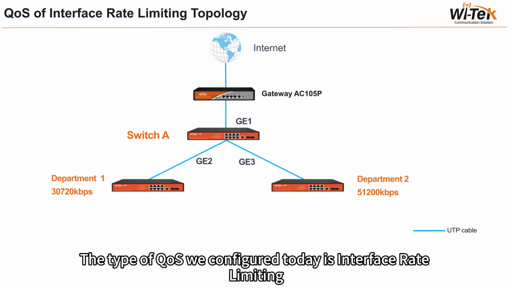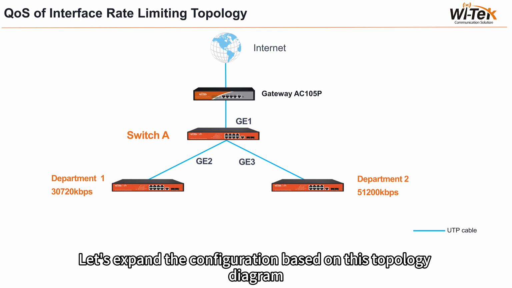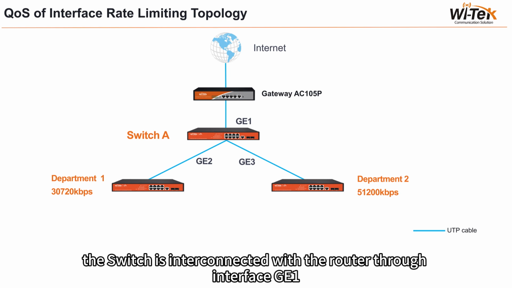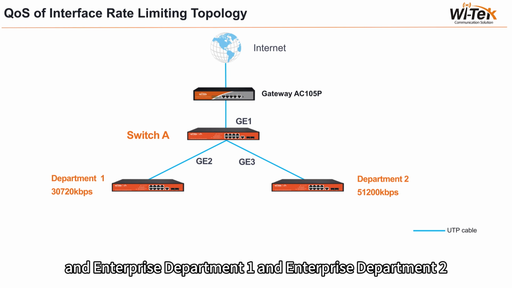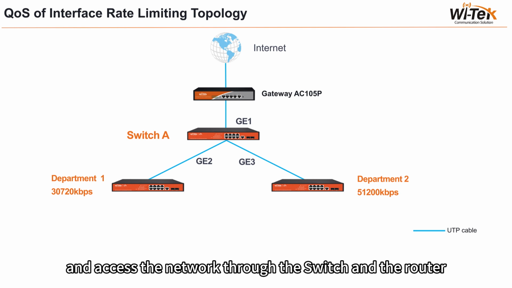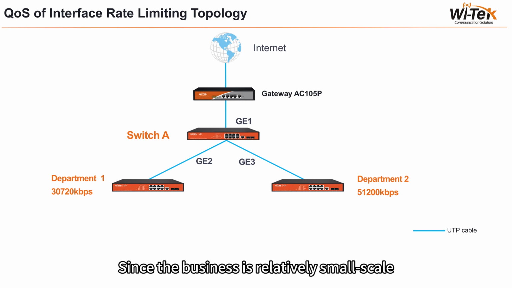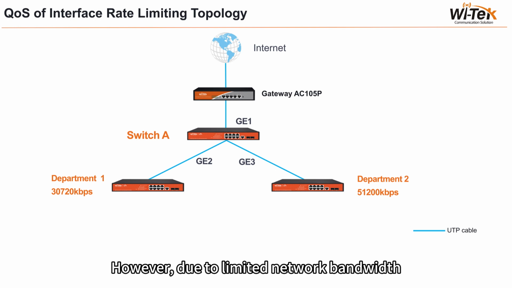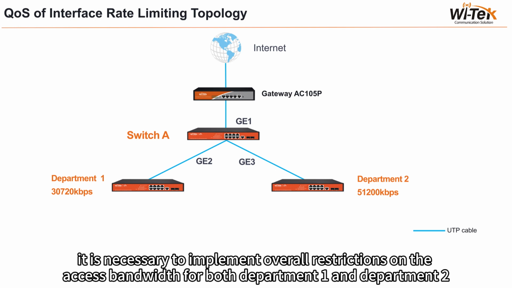The type of QoS we configured today is interface rate limiting. Let's expand the configuration based on this topology diagram. As shown in the figure, the switch is interconnected with the router through interface GE1, and Enterprise Department 1 and Enterprise Department 2 are connected to the switch through interfaces GE2 and GE3, and access the network through the switch and the router. Since the business is relatively small scale, there is typically no need for detailed differentiation within the business itself. However, due to limited network bandwidth, it is necessary to implement overall restrictions on the access bandwidth for both Department 1 and Department 2.